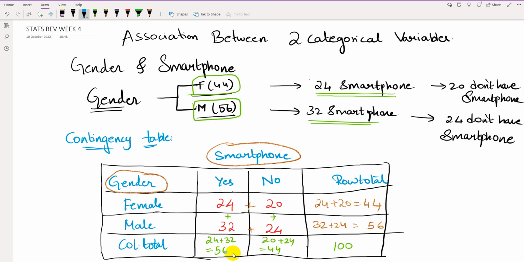Next, we will be seeing the relative frequency concept. What do you mean by relative frequency? The observation divided by the total sum. So here, for calculating the relative frequencies, we have two types: row relative frequency and column relative frequency. How are you going to do the row relative frequency? Here we have already got the total of the row as 44.